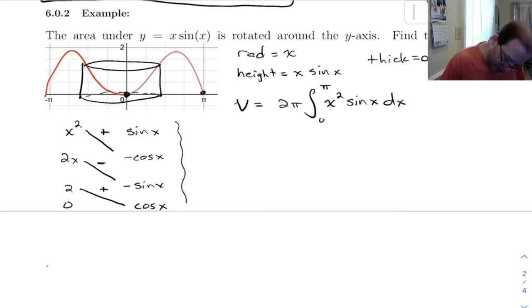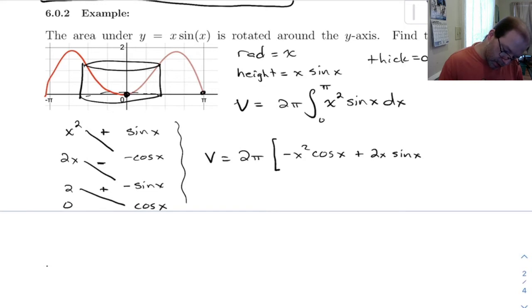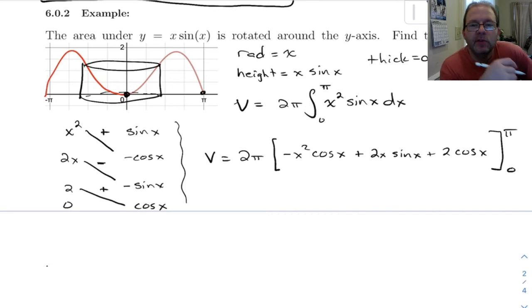So taking this gives us the volume is 2 pi times, let's see, this is minus x squared cosine x, then plus 2x sine x, and then plus 2 cosine x, from 0 to pi. All right, so now we've got to plug both of these endpoints in. And a lot of the time when you see a 0 at the bottom, you don't have to plug it in, but that's not the case in here, because cosine of 0 is 1. So we've got to plug both of them in.